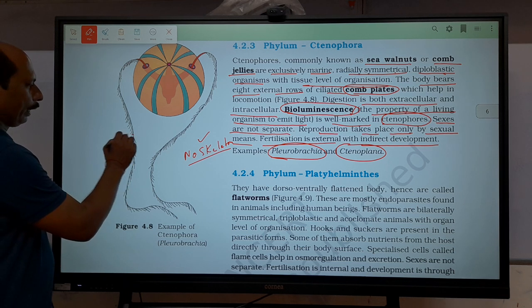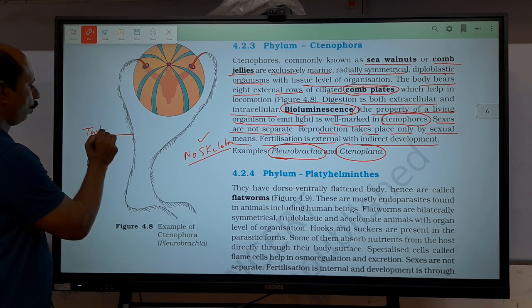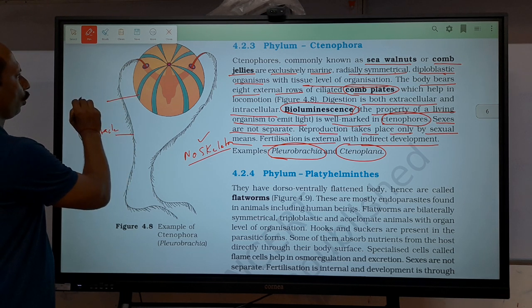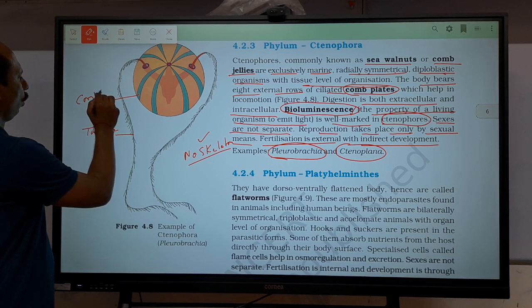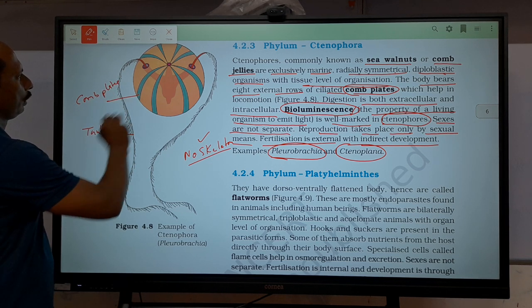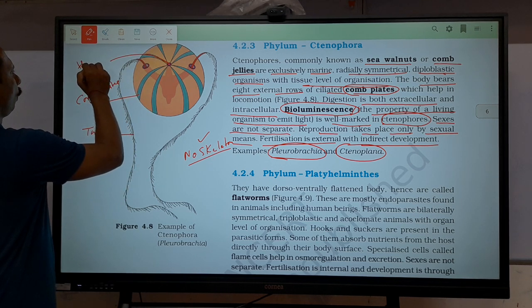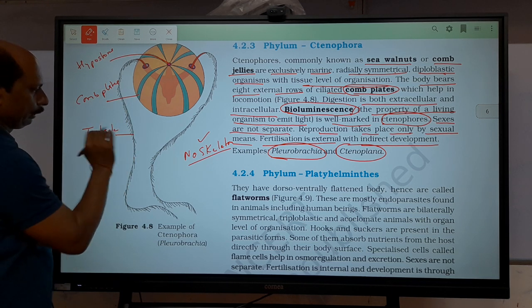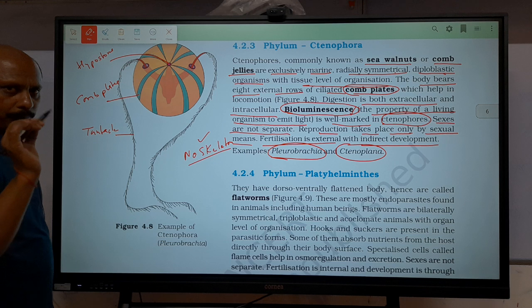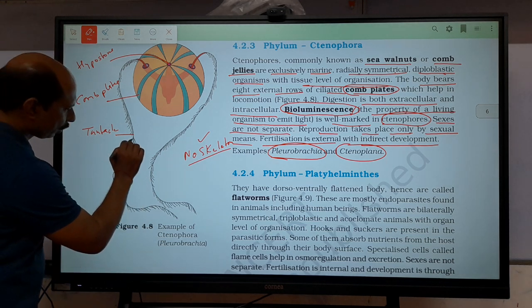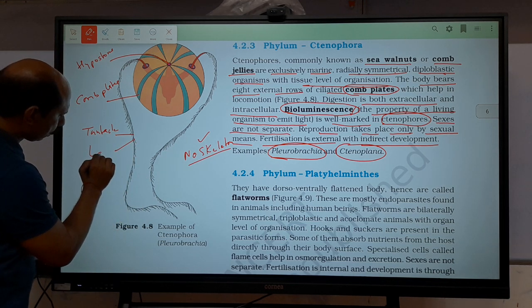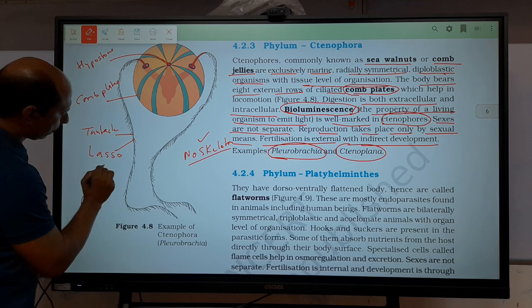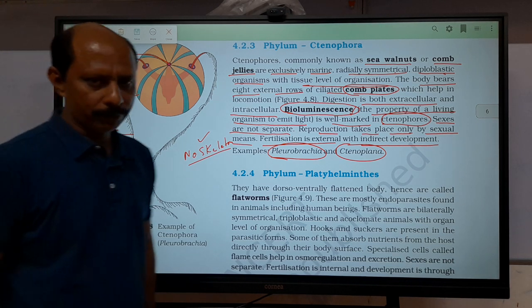Look, these are tentacles. Two tentacles are there. These are comb plates. This one is the hypostome. The tentacles have no cnidoblast cells, but in place of cnidoblast cells they have lasso cells. Lasso cells are the specific characteristic.